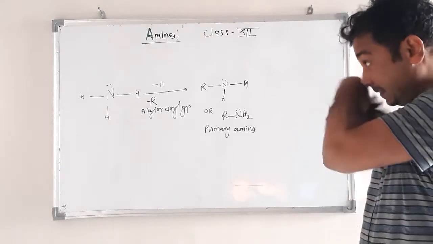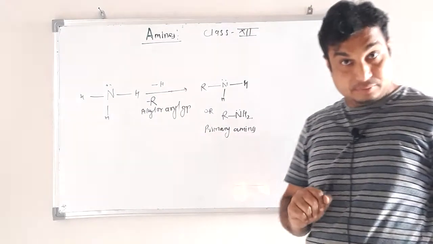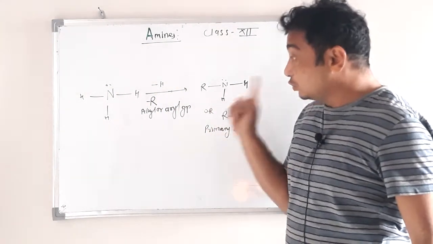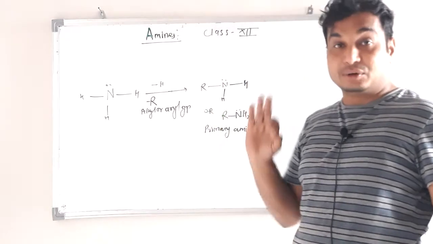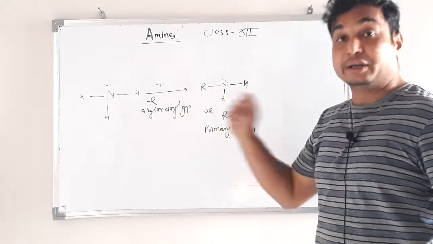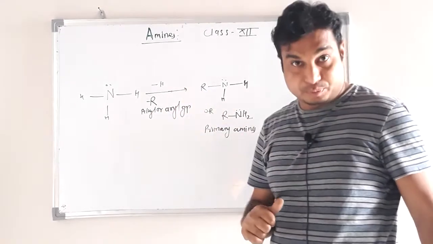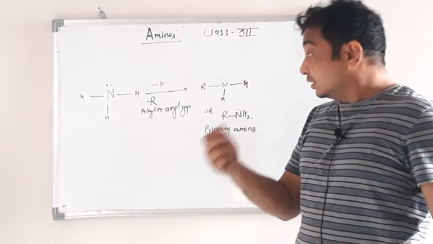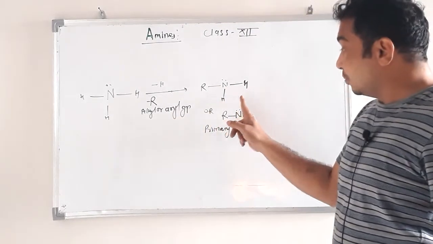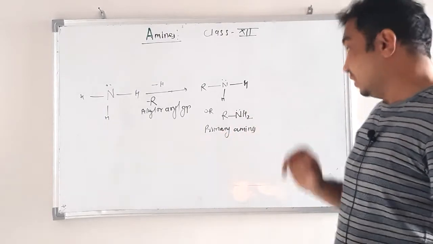How is it obtained? This compound is derived from ammonia. It is obtained by replacing one hydrogen atom of ammonia by an alkyl group or aryl group. We can attach any alkyl group, or an aryl group, a phenyl group, like this. If we take an aromatic hydrocarbon, then it is an aryl group. Then the resulting compound obtained is R-NH2. This is known as primary amines.